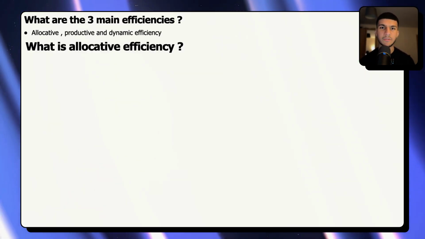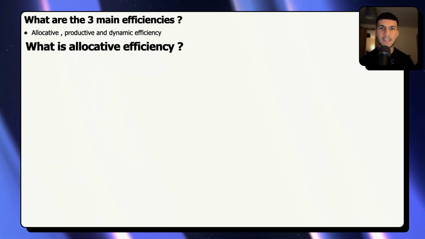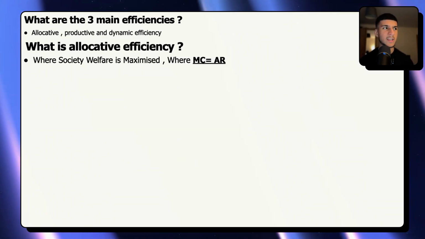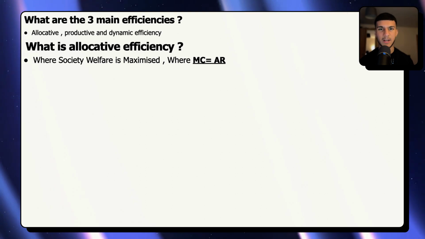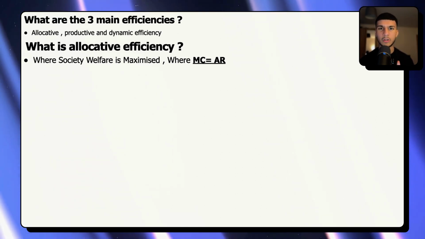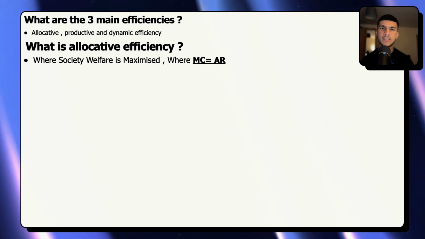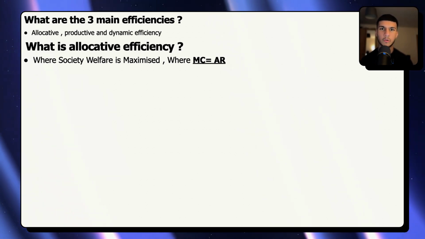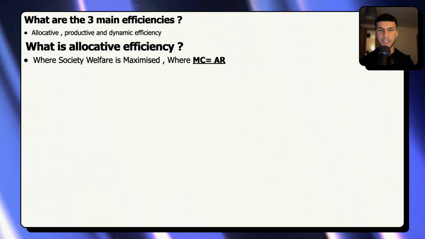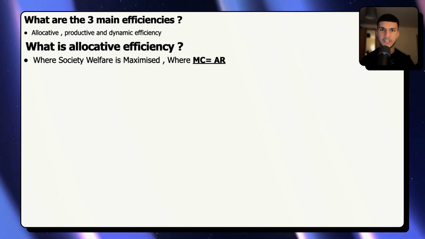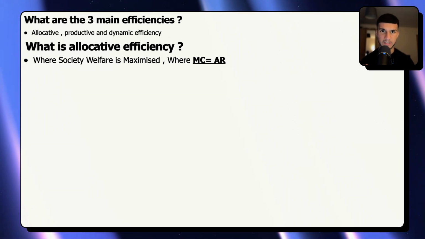Moving on to allocative efficiency. This can be defined in many different ways, but a simple way to put it is where society's welfare is maximized, and this is found at the point where MC equals AR. The way I used to think about this: the cost of producing one extra unit, which of course is what marginal cost is, is equal to the price of the good, and price and AR are the same thing.